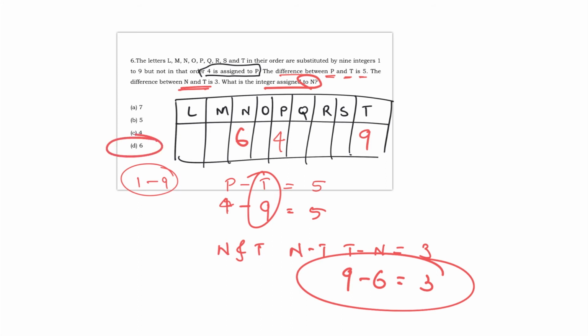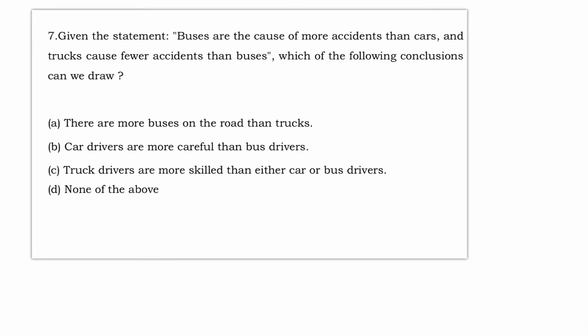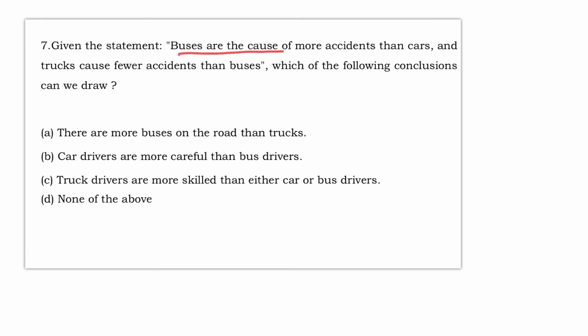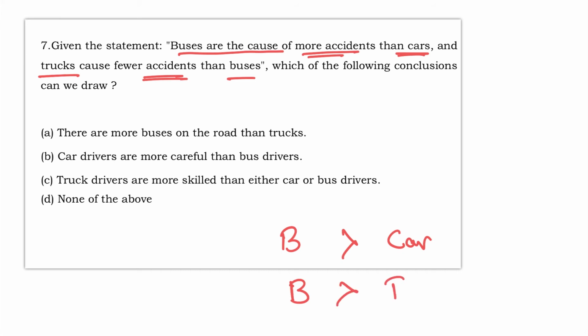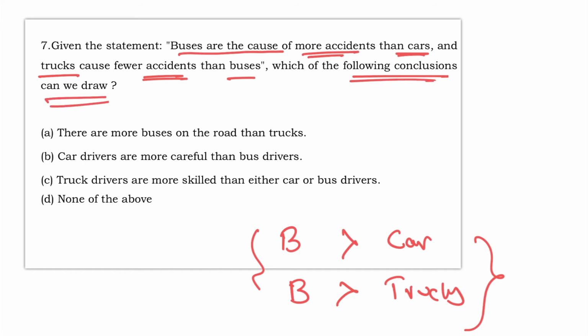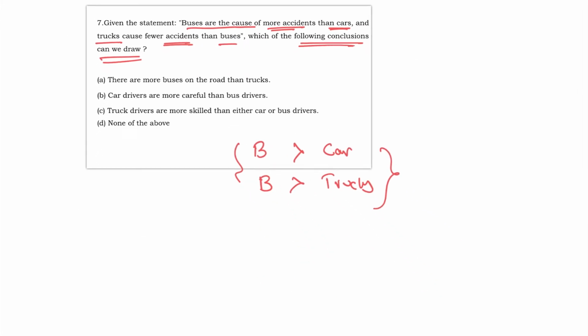So moving on to the next question. Given the statement, buses are the cause of more accidents than cars, and trucks cause fewer accidents than buses. So again, buses are more and trucks are less here. These two conditions are given. Which of the following conclusions can we draw here? We need to draw a logical conclusion, my dear friends.